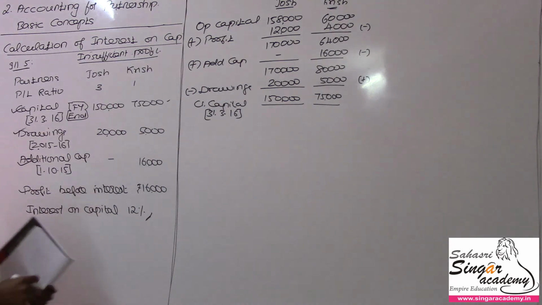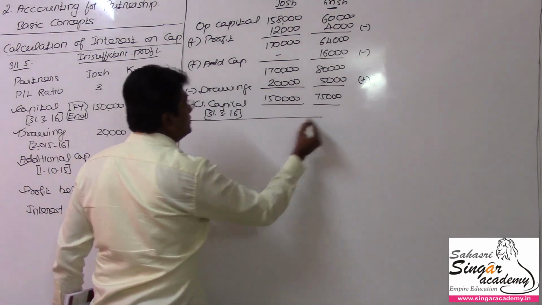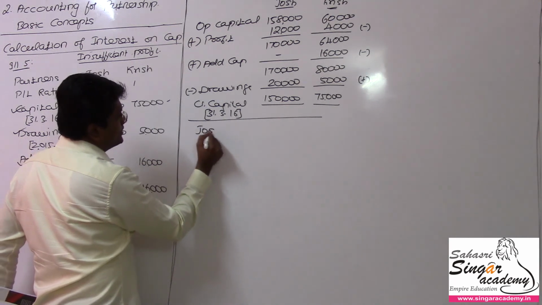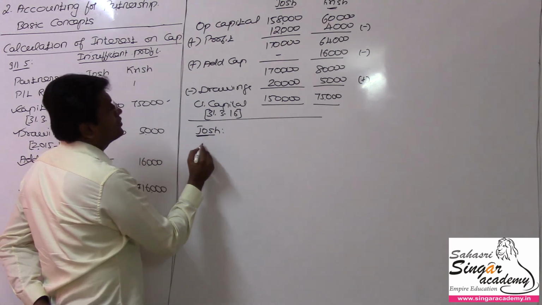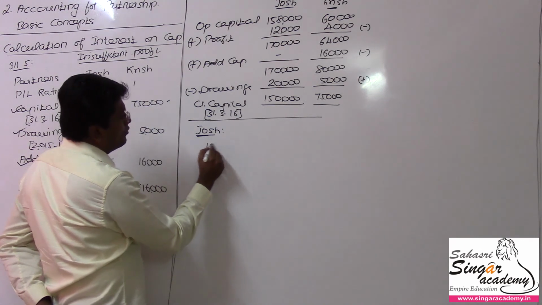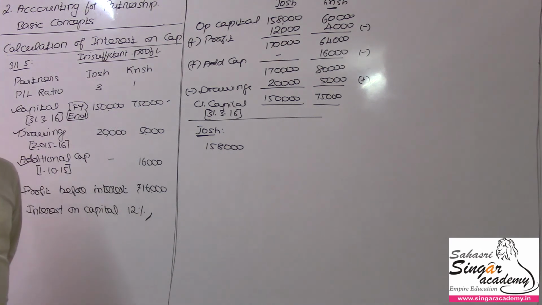Now we have to calculate the interest on capital for Jose at the rate of 12%. In Jose's case, he has invested 1,58,000, and there is no further additional capital.